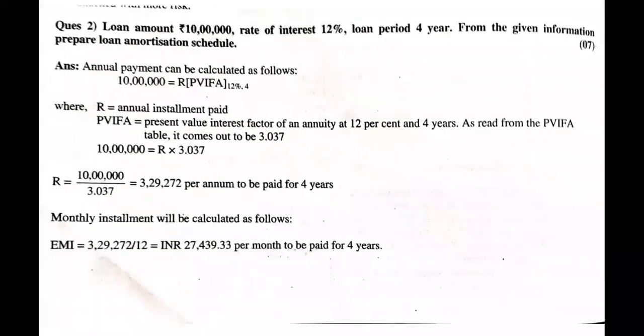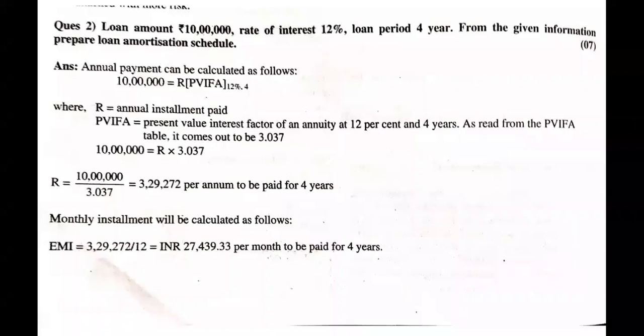Let us see one more problem. Loan amount of rupees 10 lakh. Rate of interest is 12%. Loan payment period is 4 years. From the given information, prepare the loan amortization schedule. Okay, we need to use the formula.